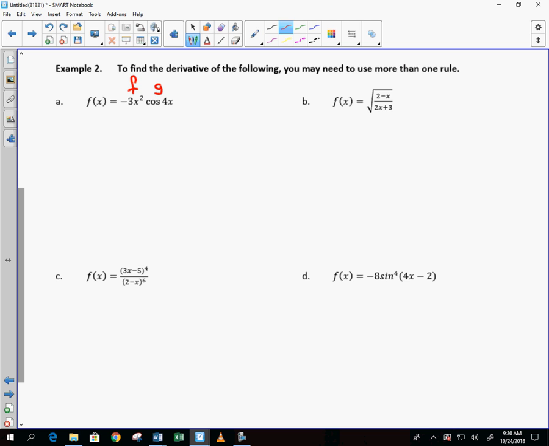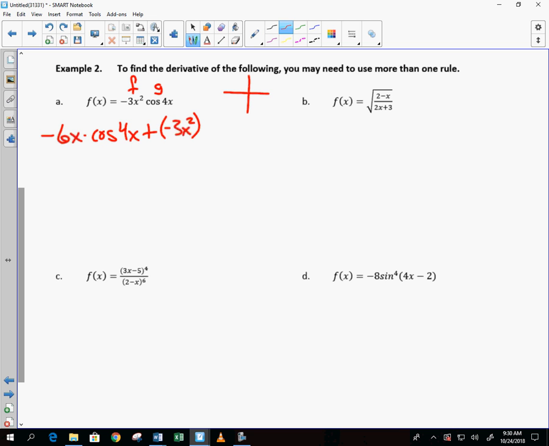So F prime would be negative 6x times cosine of 4x. Hey, awesome. We're off to a good start. Plus negative 3x squared times, now I need the derivative of cosine of 4x. What do I need to use for that? The chain rule.